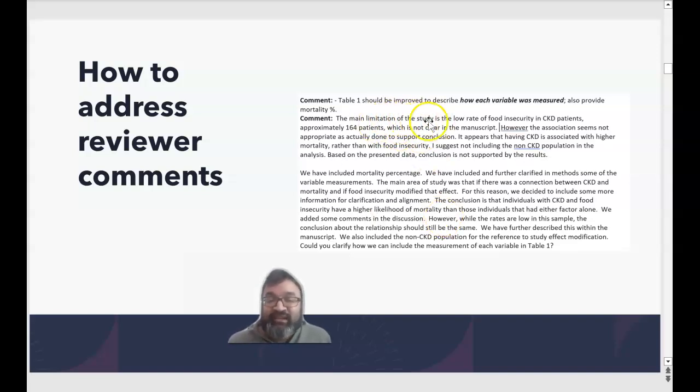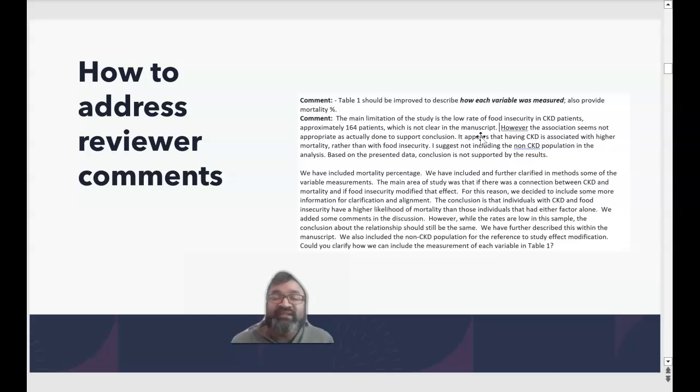So this is looking at the main limitation of the study, which is the low rate of food insecurity in CKD patients, approximately 164 patients. That is not a small sample size, which is not clear in the manuscript. So basically, instead of criticizing what the commenter is saying, that you want to make this a bit more clear, you might want to include this in the limitations and whatnot. So the association seems not appropriate as actually done to support conclusion.